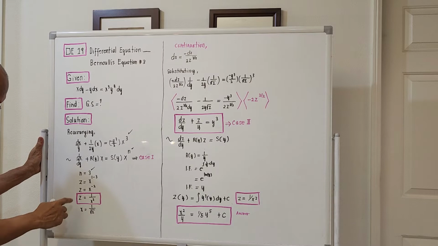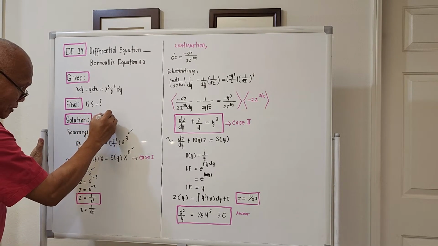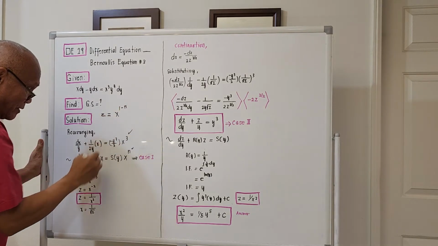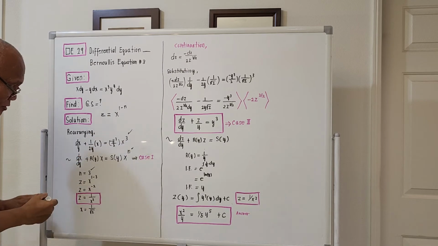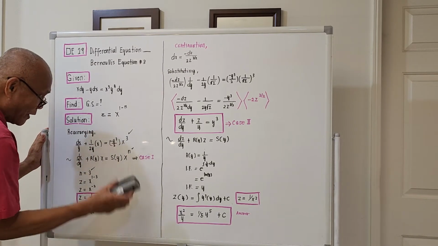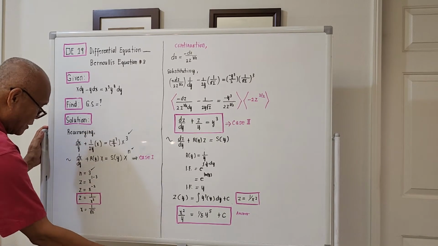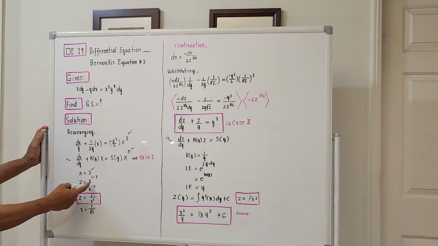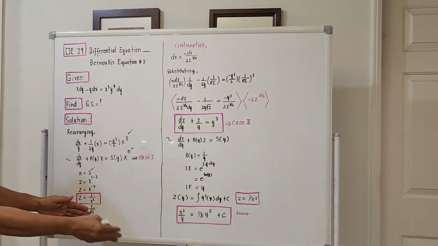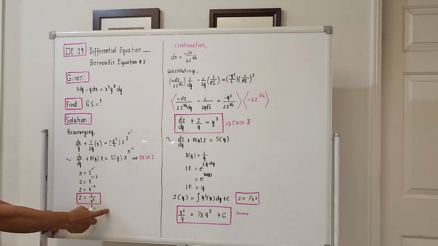Right? And there is a needed substitution. The needed substitution is actually z equal to x raised to 1 minus n. We now know n. So by following this equation, we will solve for z as a function of x. So z now will be x raised to 1 minus 3, z will be x to the minus 2, or z is equal to 1 over x squared. We eliminate the negative, we bring it down, so z is actually 1 over x squared.